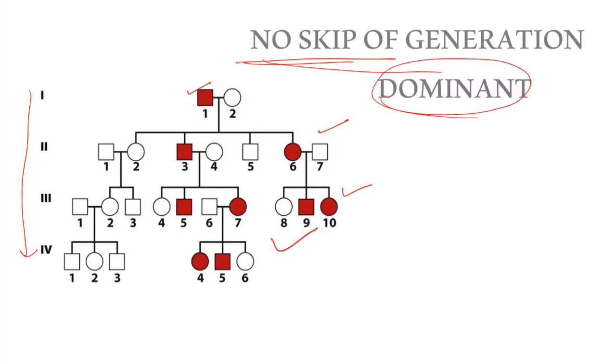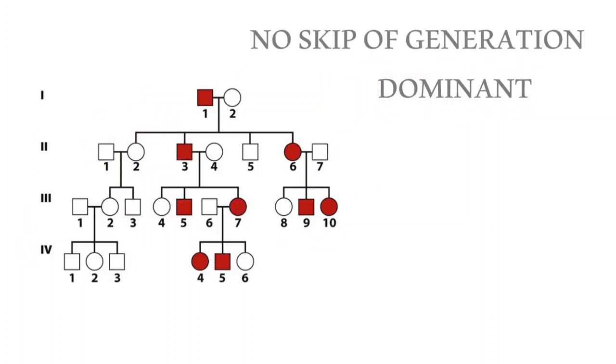But for more clarity, for example, if this second one was affected and this third one was also affected, but their parents are not at all affected, then this kind of condition will be recessive. But right now the condition is dominant, as in this every generation is affected.